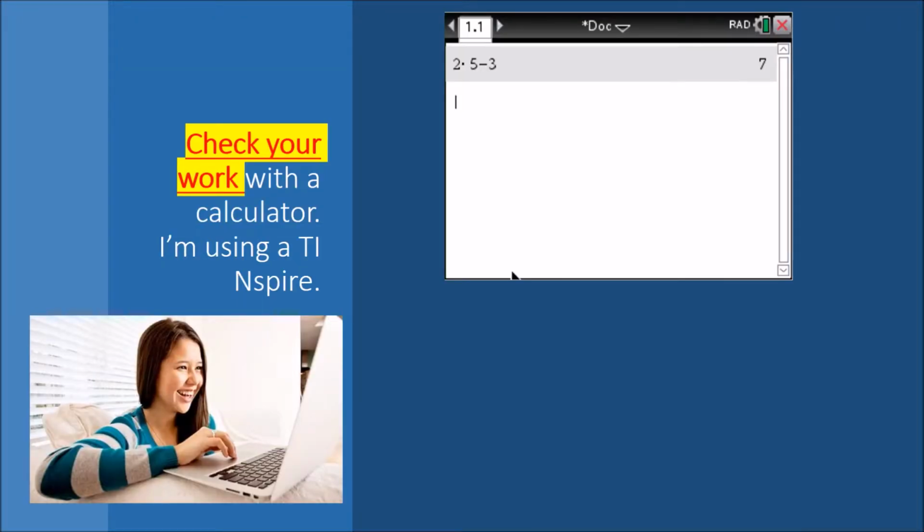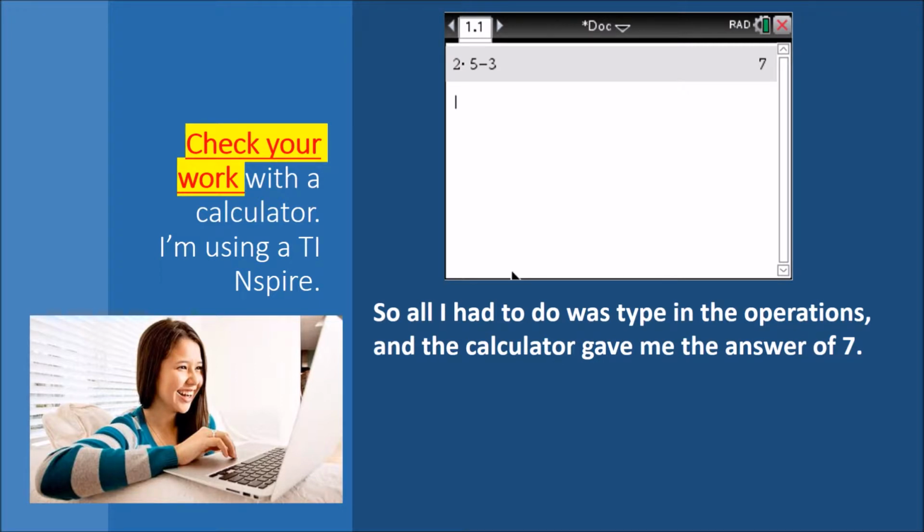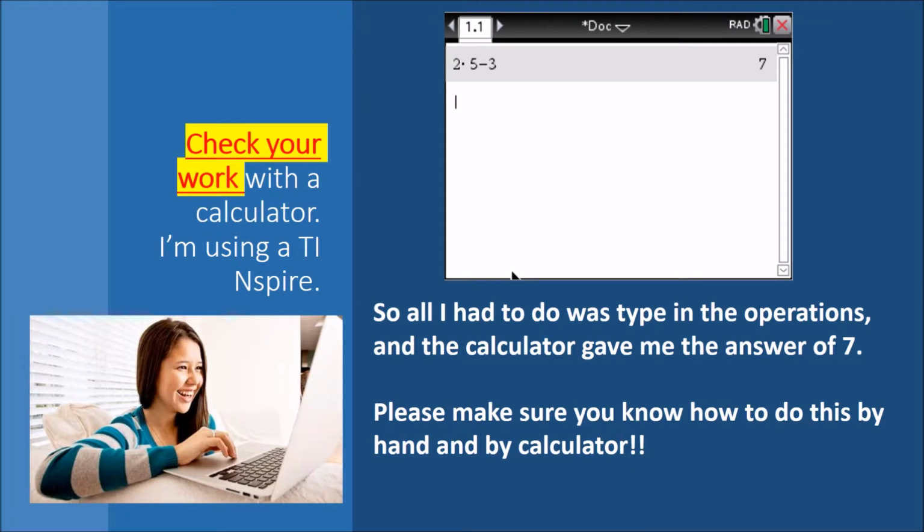All right. So let's use our calculator to check our work. In my case, I'm using the TI Inspire. So all I have to do is take that 2 times 5 minus 3, type it into the calculator, and when I hit enter, I get an answer of 7, which agrees with our work that we did by hand. So we probably did that work correctly. Please make sure you know how to do this both by hand and by calculator, because there may be times when your teacher says you can't use a calculator. You got to know how to do this by hand also.